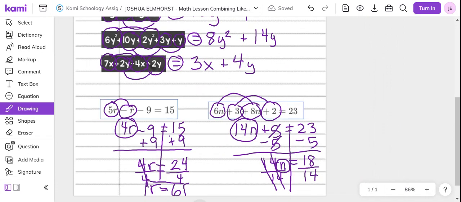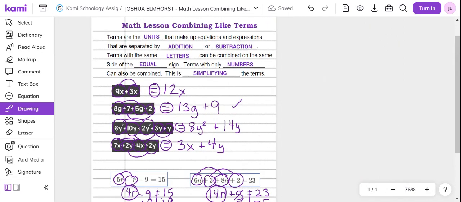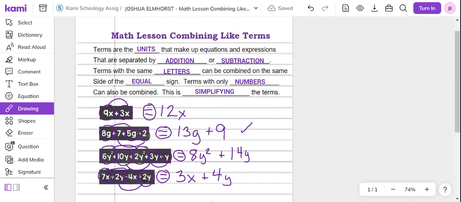The focus today was not solving, but it was combining like terms. So focus on separating the units with addition, subtraction, and combining like letters that can be combined with each other, and numbers that are by themselves, those can be combined also.